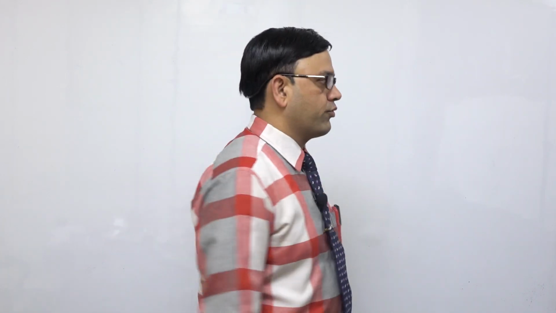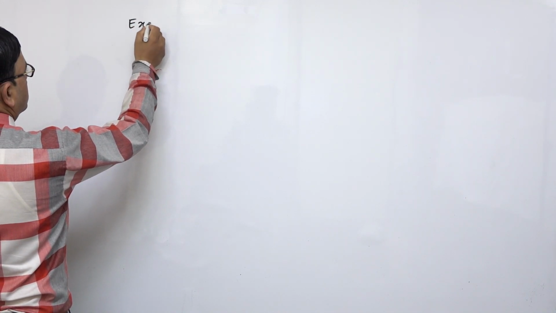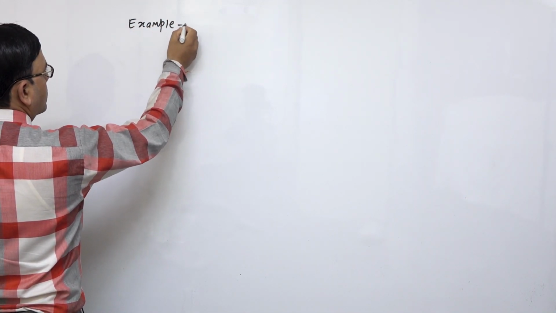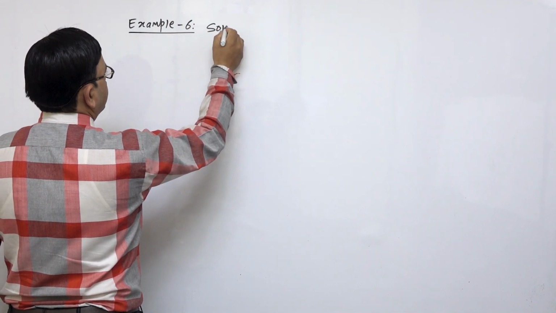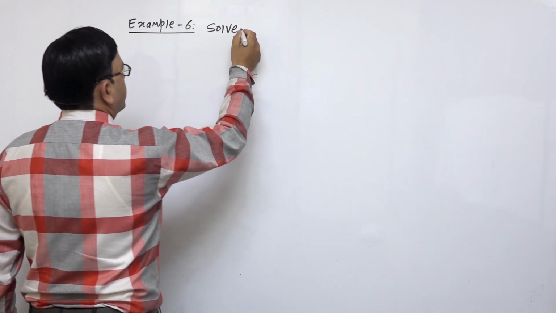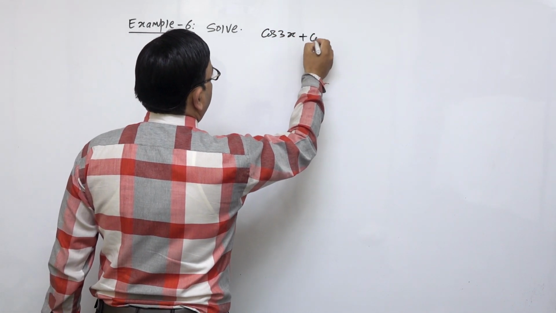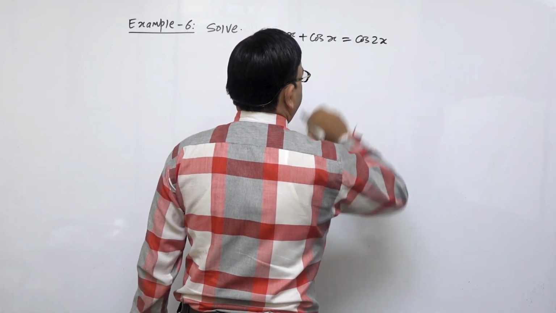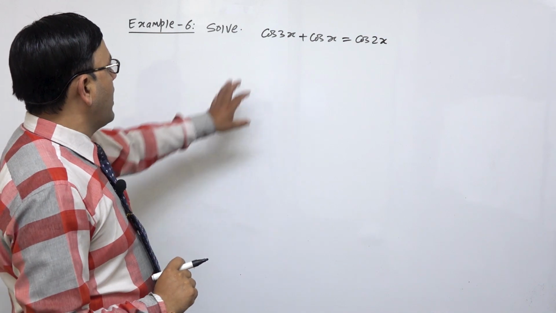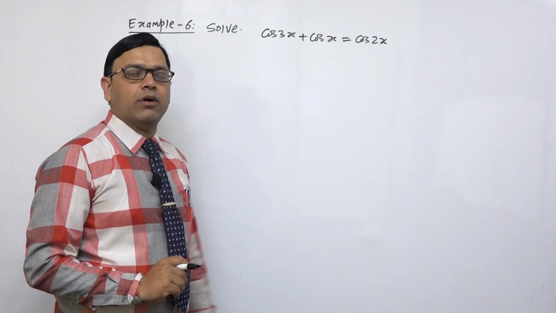Students, now we are going to start another example. Example 6. Solve. We have the question cos 3x plus cos x is equal to cos 2x. Now we have to find the value of x.